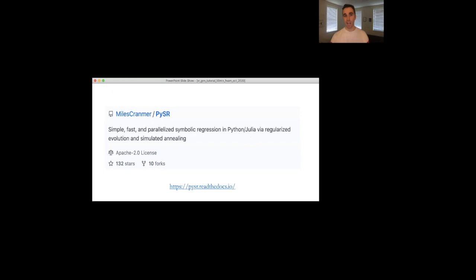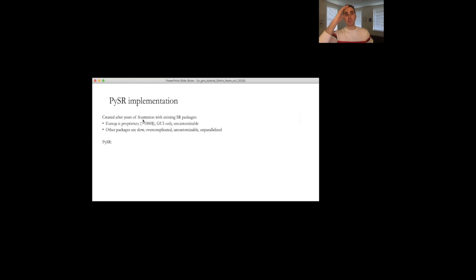I created this after using Eureqa, which is the classic example of this kind of software. There's a Schmidt and Lipson paper from 2009. This algorithm is proprietary and costs a lot of money. It's GUI only, and you can't really customize it. I think I tried maybe 10 other open source packages. I found many of them were slow, overcomplicated, you can't really customize them, and they're all kind of sequential. So PySR evolved from my frustration. I finally gave up and just wrote my own.